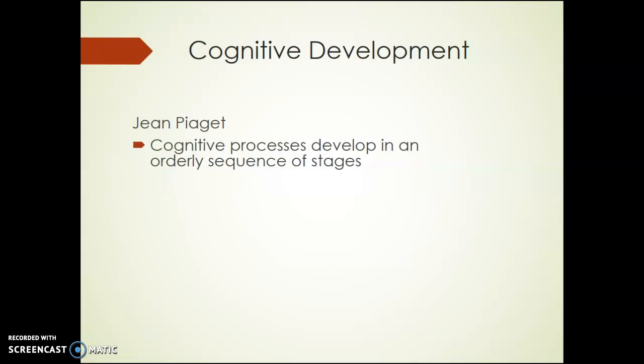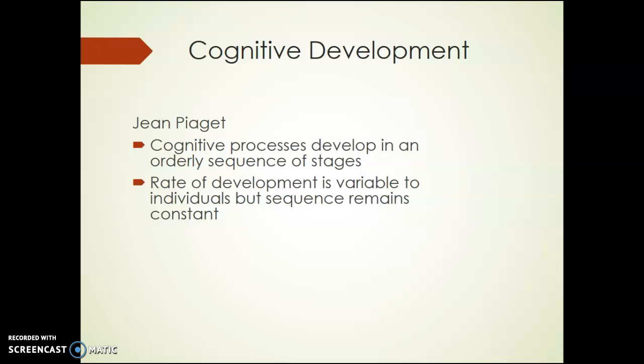And when we think about cognitive development, we really think about Jean Piaget, and he really believed that there were cognitive processes that develop in an orderly sequence of stages, and he learned this by observing his own children. He believed that the rate of development is variable to an individual, but the sequence remains consistent. So that just means the sequence of development is the same for everyone, but the rate at which it happens is going to be different based on that individual's experiences with the world.